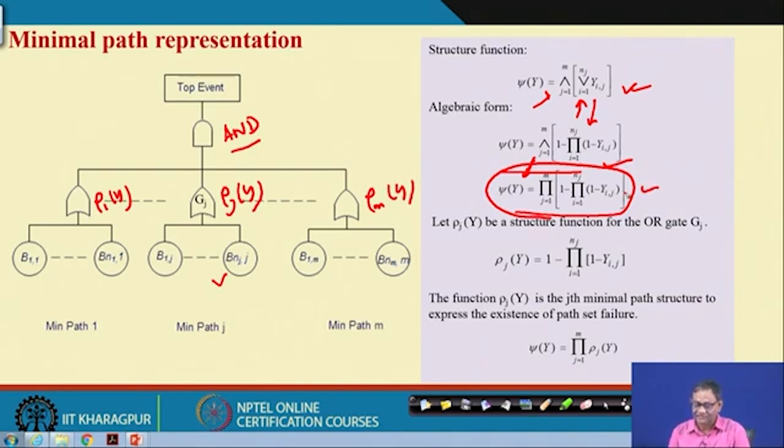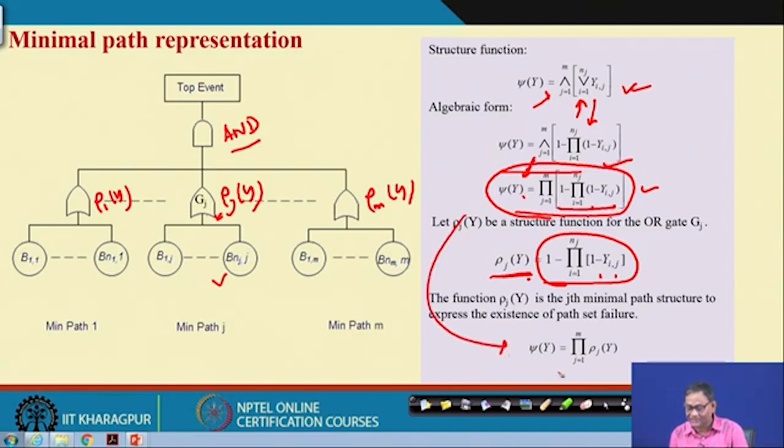So, the structure function for the jth OR gate we can write like this: rho j of y equals, because it is an OR gate, 1 minus the multiplication of all those terms, 1 minus y i j. This is written here. So, 1 minus this means this. If I put rho j of y here, the function will be like this.